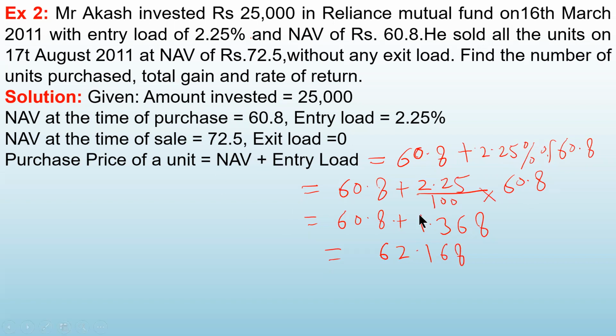NAV plus entry load. NAV is 60.8 and entry load is 2.25%. We have done this so many times, so there should not be any problem with this. Okay. So we got the purchase price of a unit as 62.168. Now let us find out the number of units purchased.